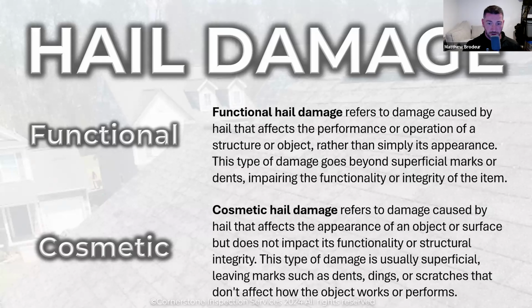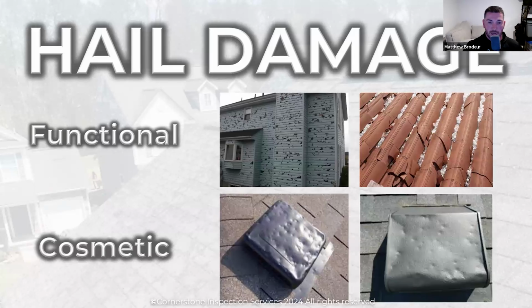This type of damage is usually superficial, leaving marks such as dents, dings, and scratches, and doesn't really affect how the object works or performs. Like we said, that doesn't mean it doesn't need to be addressed. It just means that it hasn't affected the functionality of a material. So, a couple of examples of how we could differentiate between functional and cosmetic. Cosmetic, and when I say cosmetic, it's almost always going to apply to metal.